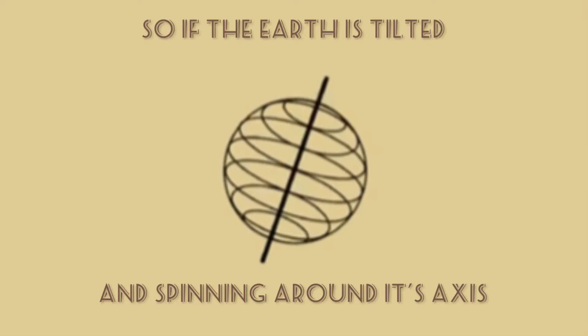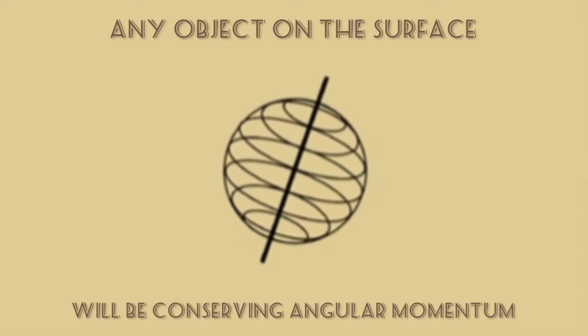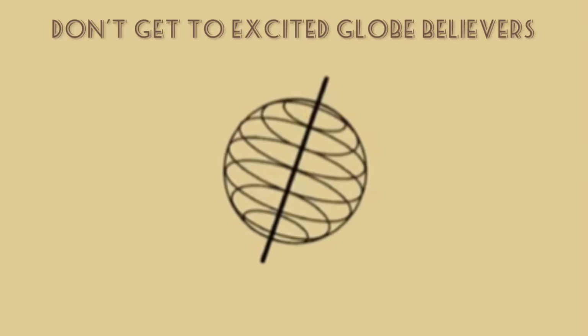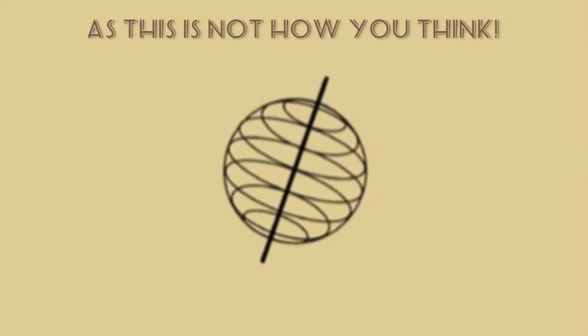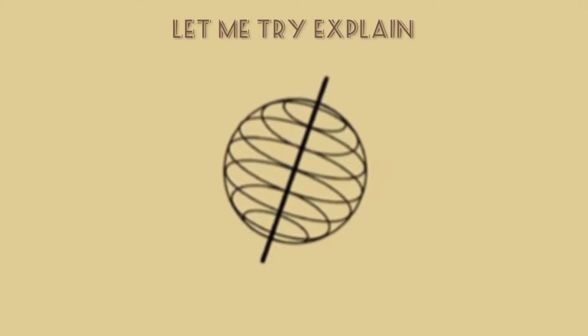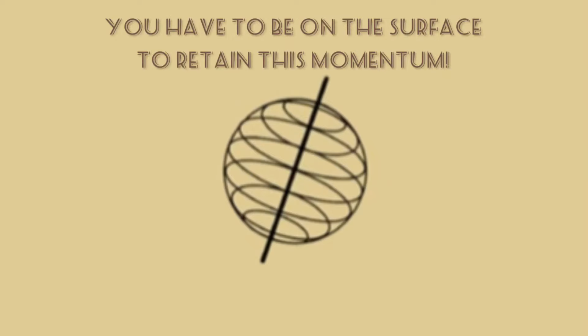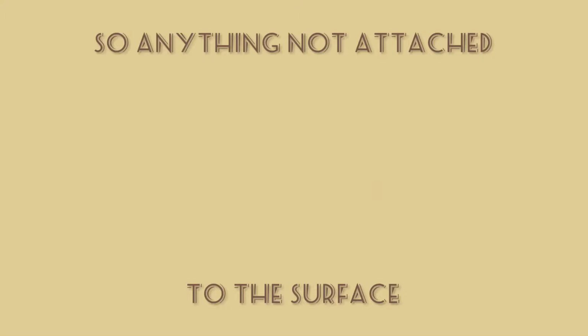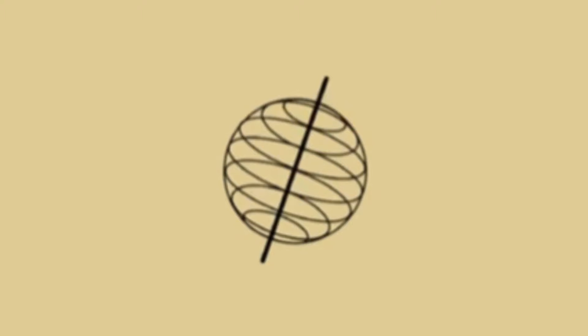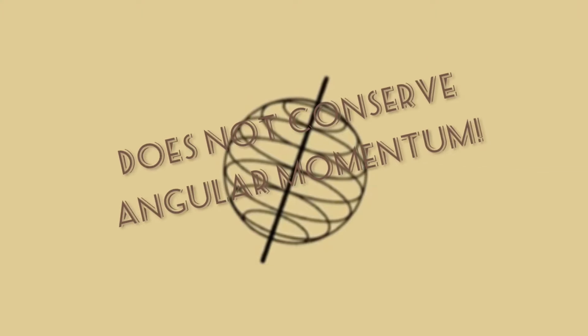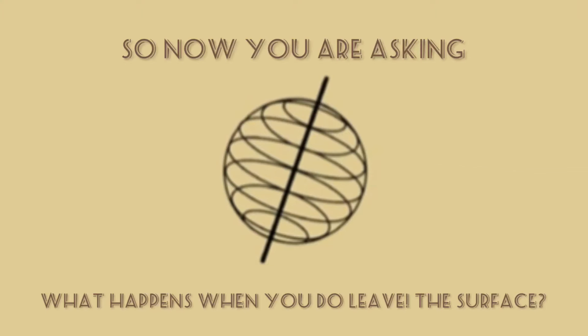So if the Earth is tilted and spinning around its axis, any object on the surface will be conserving angular momentum. Don't get too excited, globe believers, as this is not how you think it is. Let me try to explain. First, you need to remember, you have to be on the surface to retain this angular momentum. So anything not attached to the surface does not conserve angular momentum.